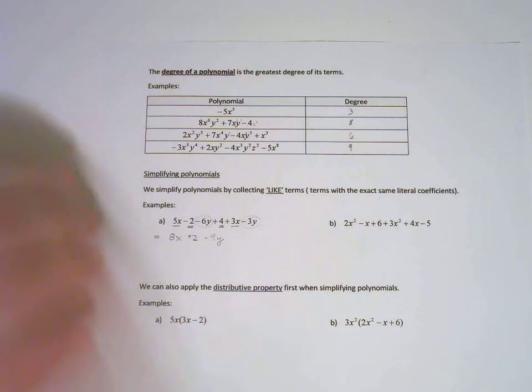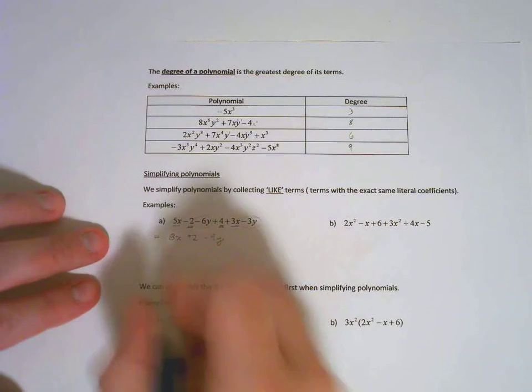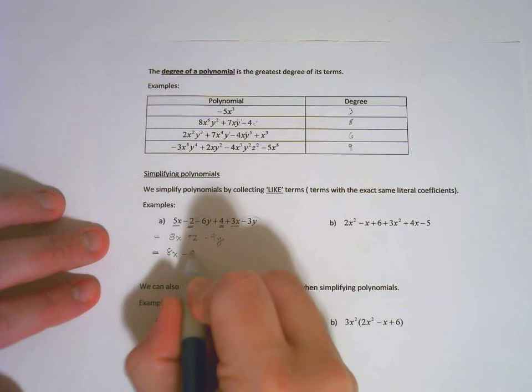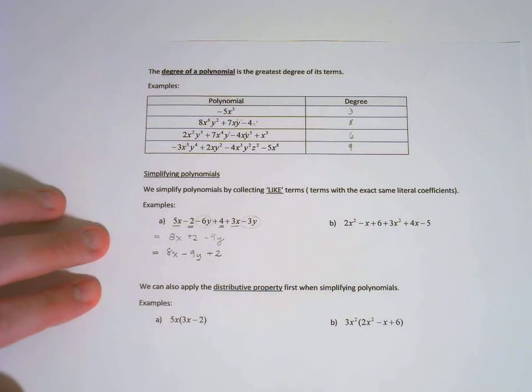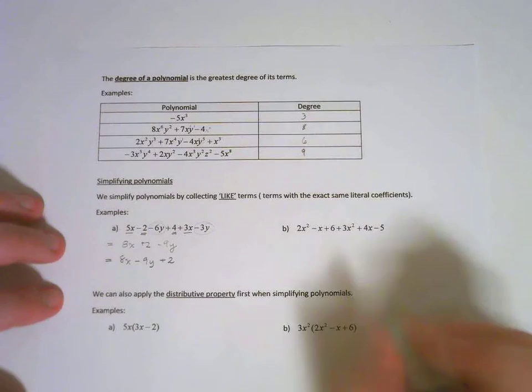And if you remember back from the beginning of the course, this is correct, but if you want to write it in proper form, then we would just reorder it so that it is alphabetical. Constants always come last.